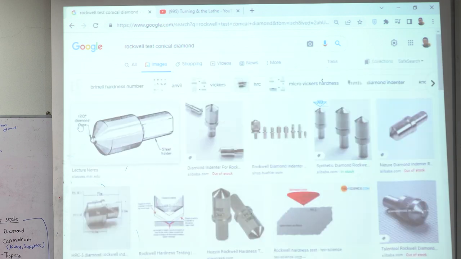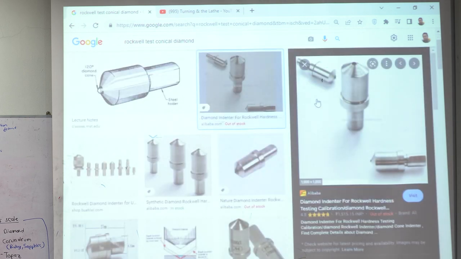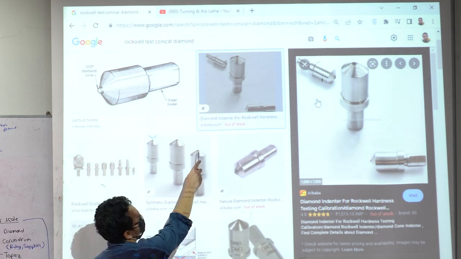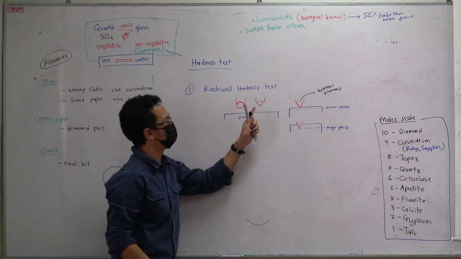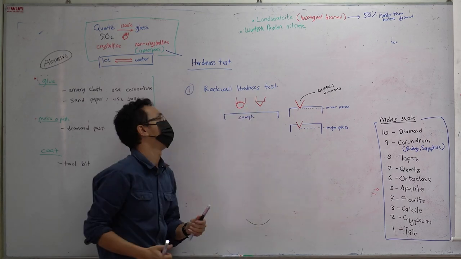So you see they put a conical diamond cone on the tip like that. For Rockwell, they either use the diamond or a steel ball.